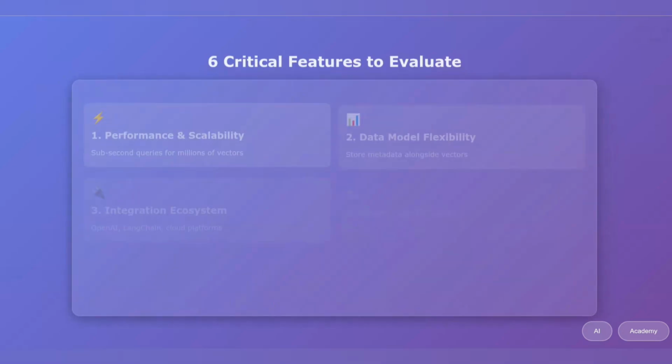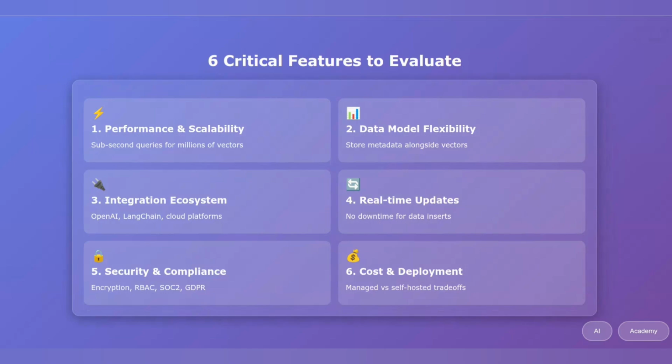Here are the 6 critical features you need to evaluate. I'll rate each database on these later. First, performance. Can it handle your data size with sub-second queries? Look for databases supporting HNSW, IVF, or product quantization algorithms. Here's a real benchmark. Pinecone handles 10 million vectors with 50 milliseconds latency, while a poorly optimized solution might take 2 to 3 seconds.